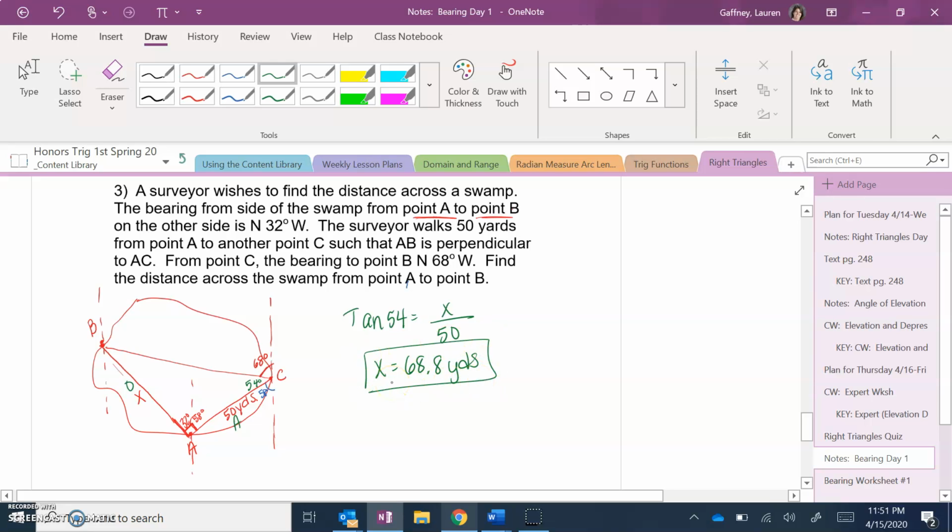Like I said, you might want to back up and replay this last one. Some of the bearing problems can be a little tricky. You will have a couple of practice problems to work on, and we'll do more with this next week. But I would definitely make sure you get help when you need it.